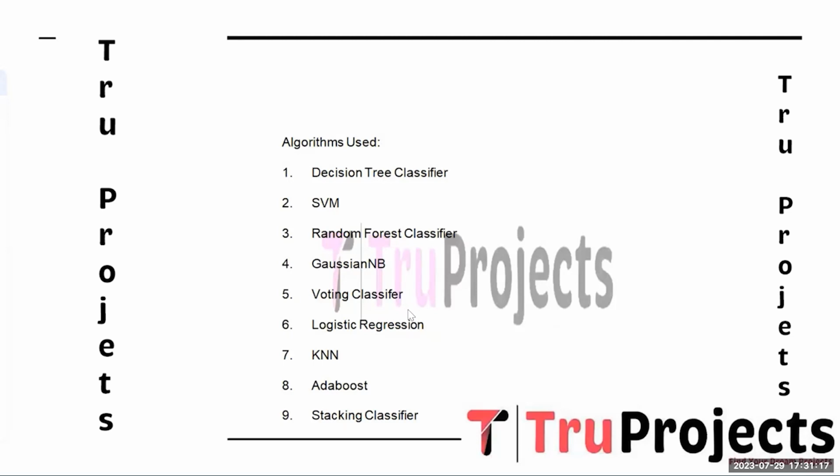And the next one is voting classifier. Voting classifier is an ensemble method that combines the predictions of multiple classifiers, including the decision tree, SVM, random forest, Gaussian NB, logistic regression, KNN, AdaBoost, and stacking classifier. The voting classifier takes a majority vote, and the most frequent class label is chosen as the final prediction.